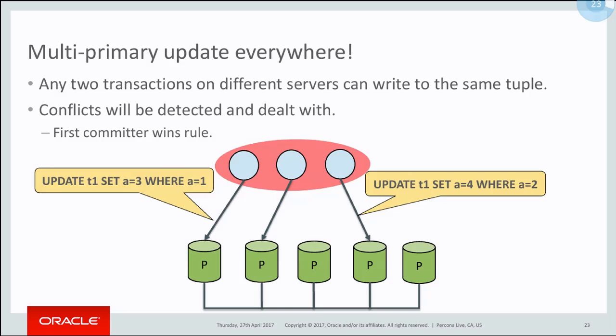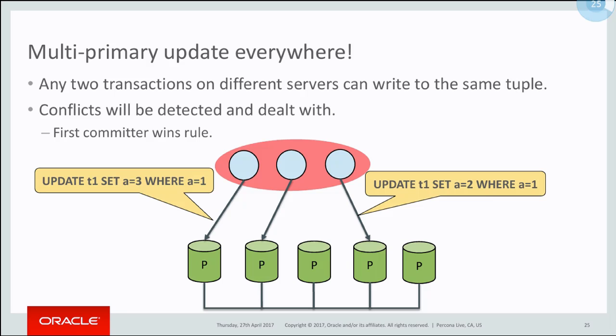And of course, if you have multi-primary, then things become a little more complex and you can have conflicts. If you have transactions happening in parallel on different servers, touching the same row, then you have conflicts. If transactions are not conflicting, like the ones on the slide, they are touching different rows, then okay, both can go in parallel and commit.